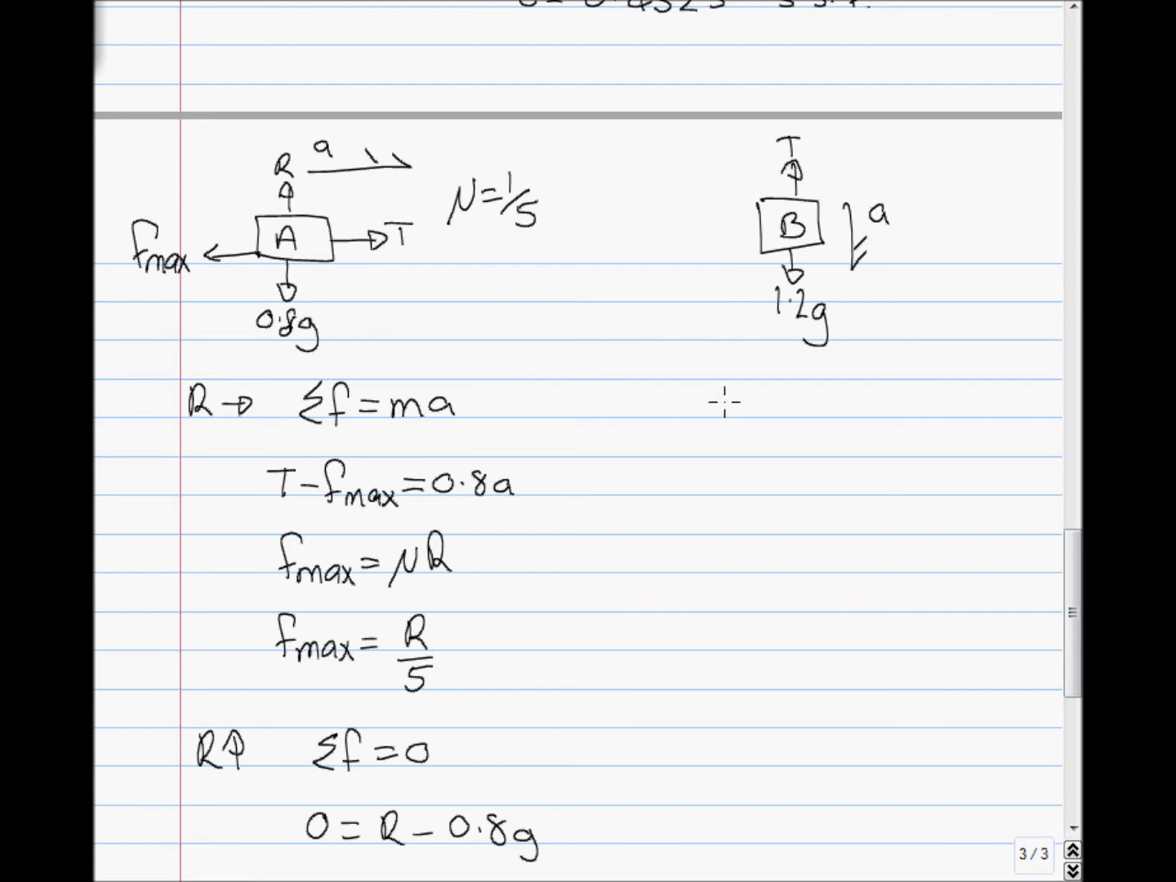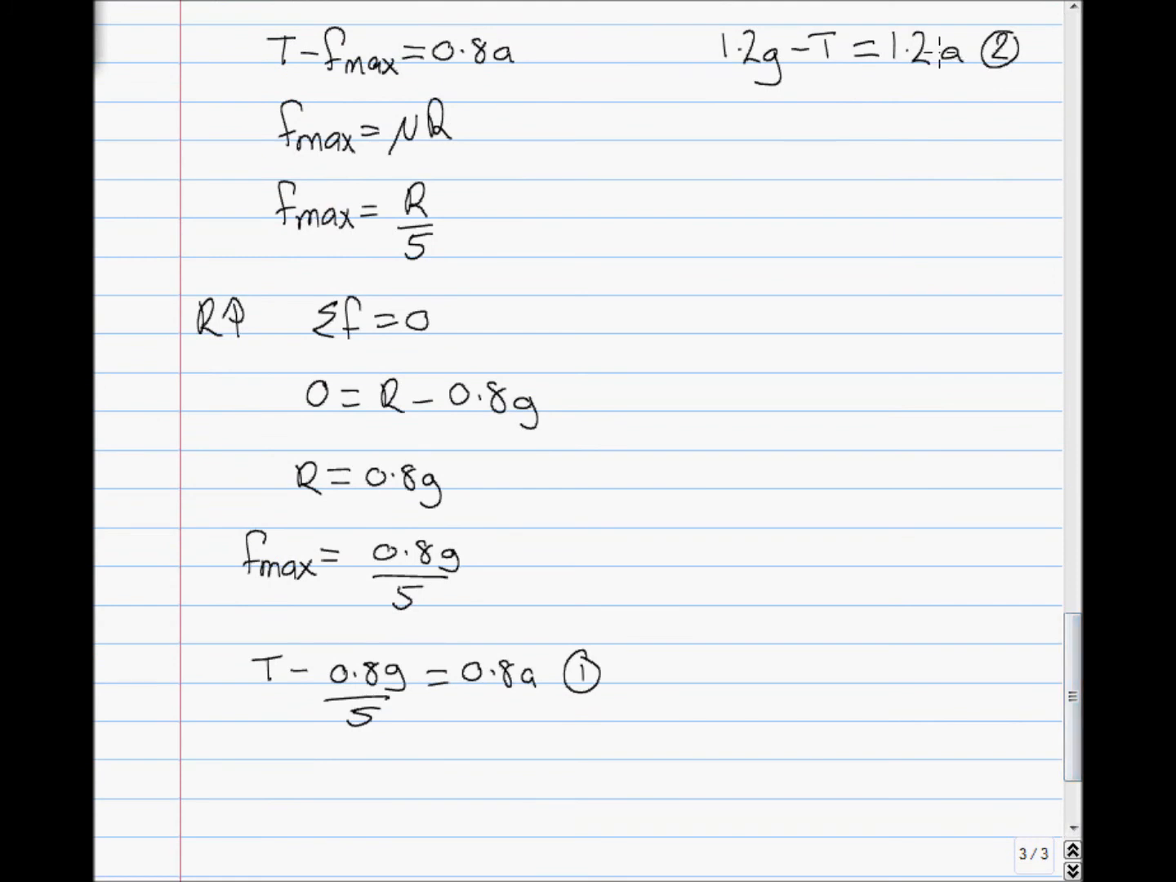Particle B, again, first of all, resolving in the direction of initial motion. So the sum of the forces equals mass times acceleration. We've got 1.2 G acting in a positive direction, minus T is equal to mass 1.2 times acceleration. And I'm going to call that equation 2. So I've now got 2 equations and 2 unknowns. A little bit more work than in section A, but they are giving you more marks, so you have to work a bit harder for it.